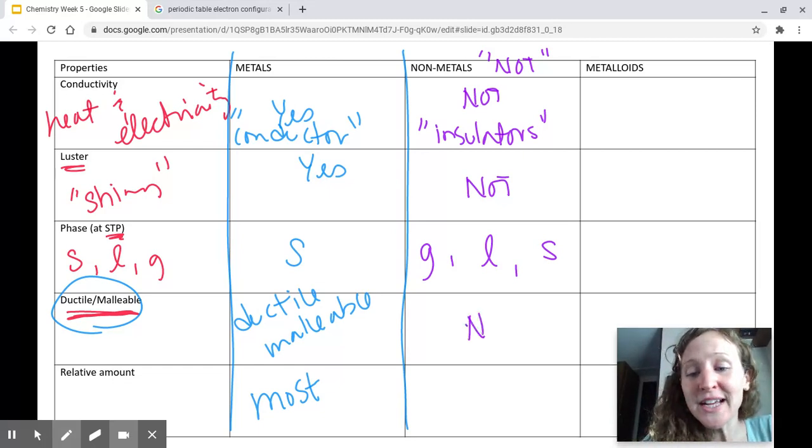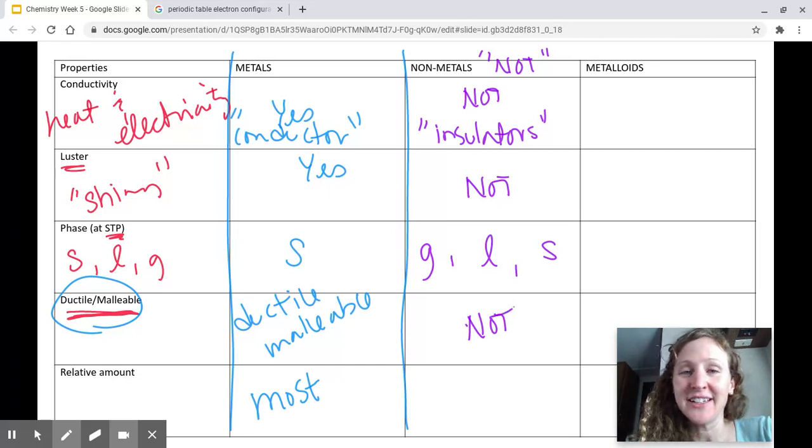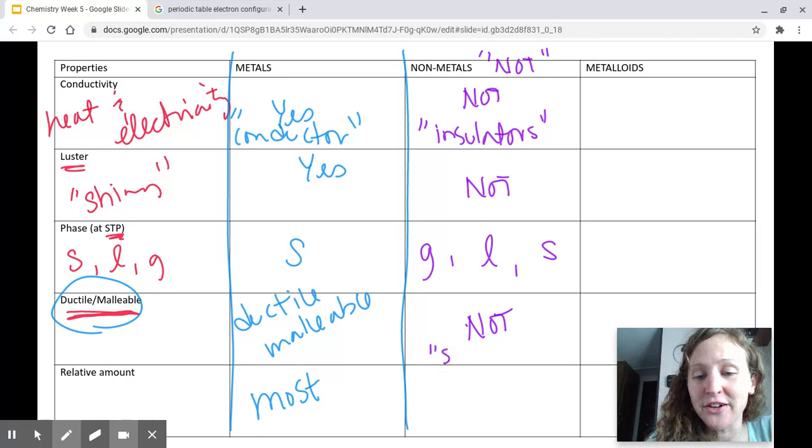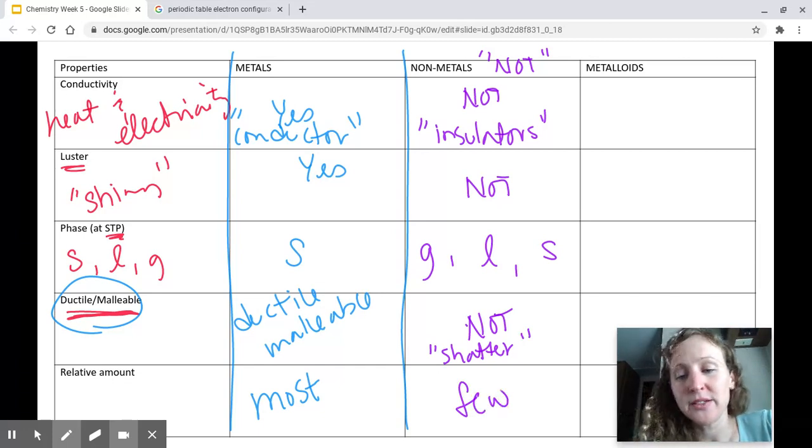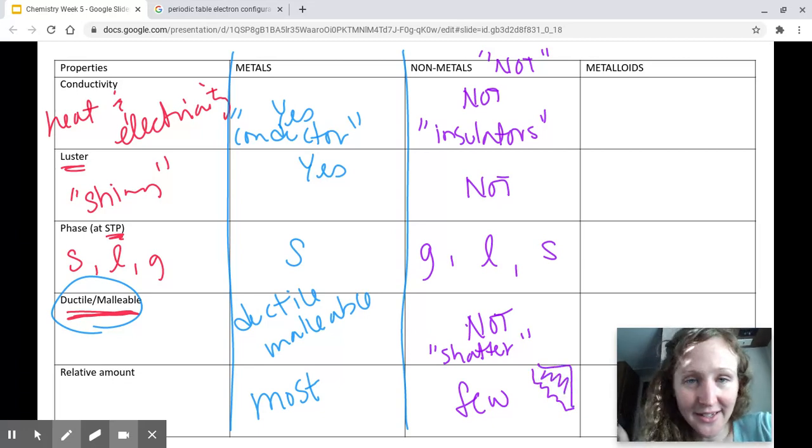Nonmetals are not ductile and malleable. If you hit a nonmetal with a hammer, the chances are it will shatter. And there is a relatively small number of nonmetals. You saw it was kind of that corner on the periodic table. Those are all the nonmetals that exist.